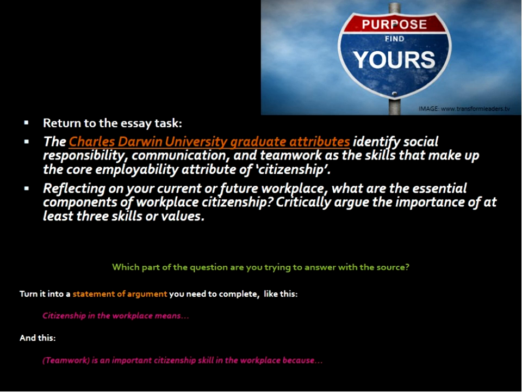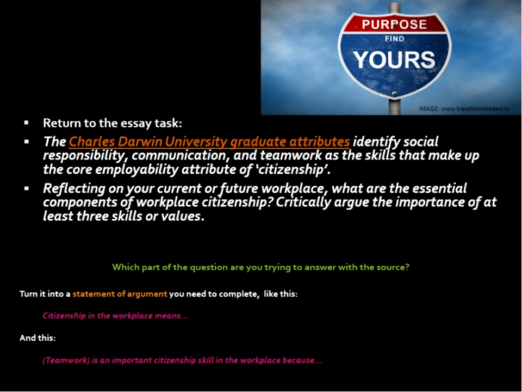So that's not part of the question that you have to answer. That's just a statement giving you some background information. And you can see from that also, it justifies why we chose the core readings to reflect social responsibility, communication, and teamwork, because it was CDU's graduate attributes that identified these. So we thought it was appropriate to carry those through within our unit. But that doesn't mean to say these are the essential elements for your workplace. So that's why we now go and ask you the real question you have to answer.